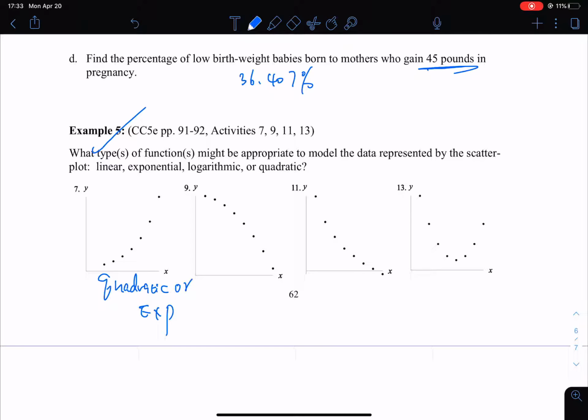And the second one, so we know for an exponential function there are only two shapes. This is the first one, this is the second one. So this one does not look like these. So this is just a quadratic.